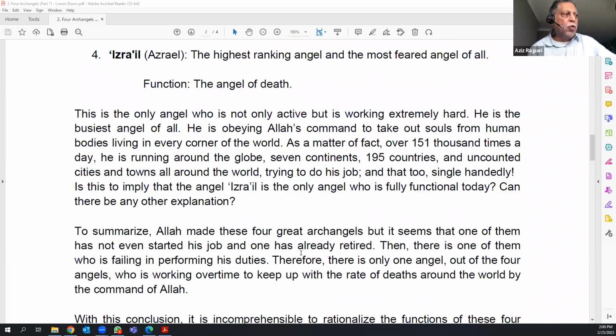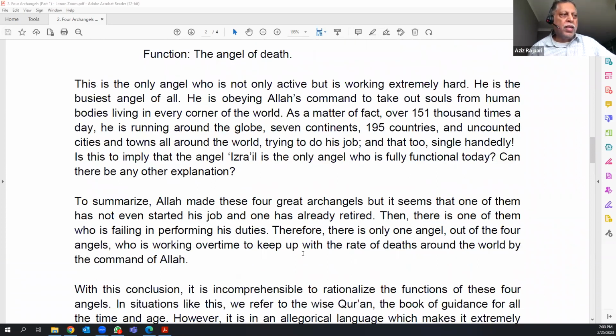There is one of them who is failing to perform his duty. Therefore, there is only one angel out of 4 who is working overtime to keep up with the rate of deaths around the world by the command of Allah.